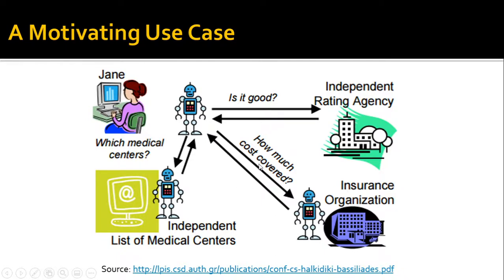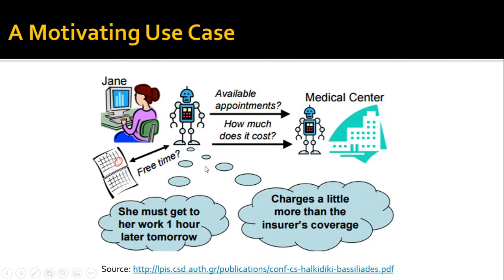Now, with this information, the agent again asks the independent rating agency to see how good or bad these medical centers are. Now, with all this information, it finds a set of solutions or medical centers, and for them it looks for the available appointments by talking to the agents of the respective medical centers, and also asks how much cost it will incur, right? Now it can find a solution, and again of course looks at Jane's calendar.